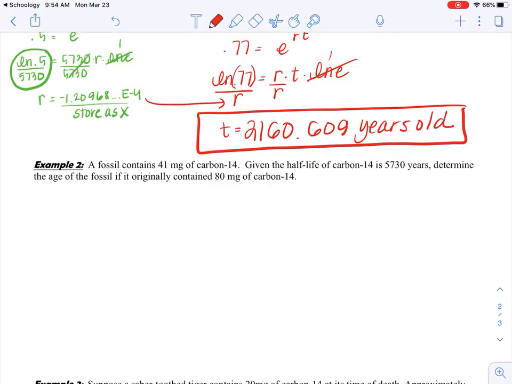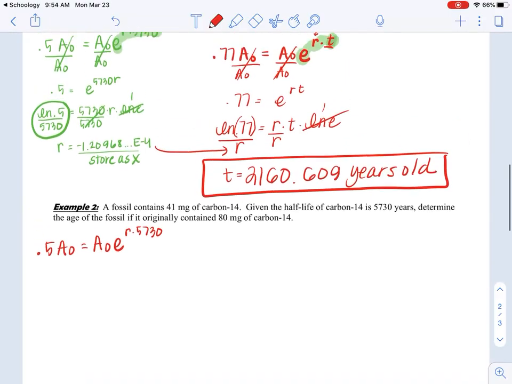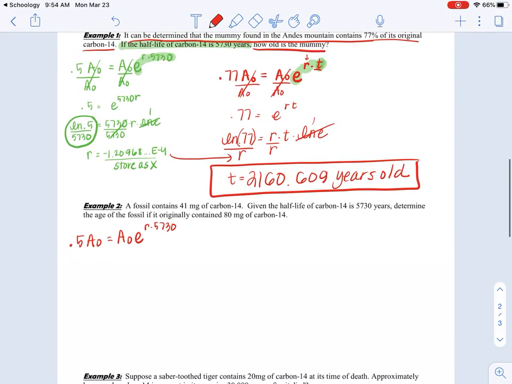A fossil containing 41 milligrams of carbon-14. Given the half-life of carbon-14 is 5,730 years, determine the age of the fossil if it originally contained 80 milligrams of carbon-14. All right, so once again, I need to find the rate for carbon-14. So I have A naught times E to the, I'm looking for the rate. The time is 5730, but I know that I have half of it left.